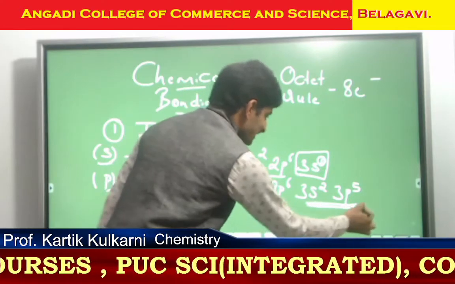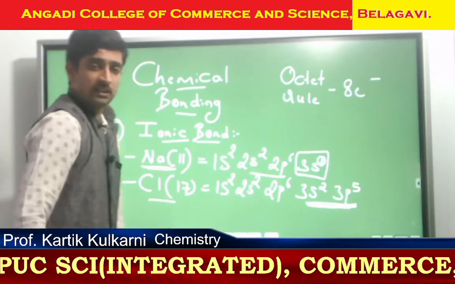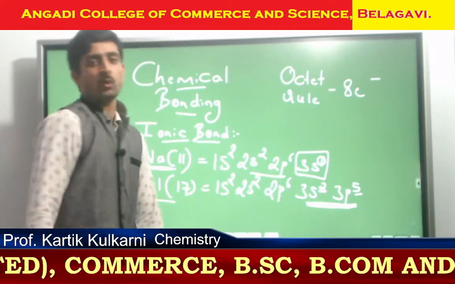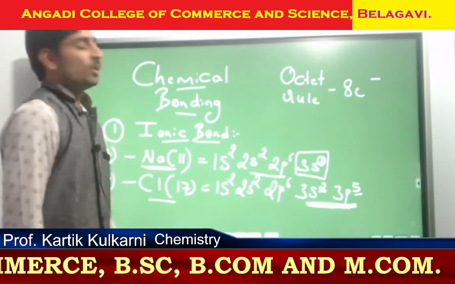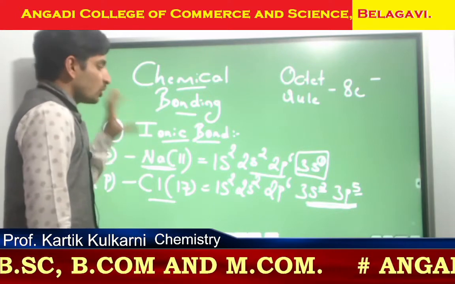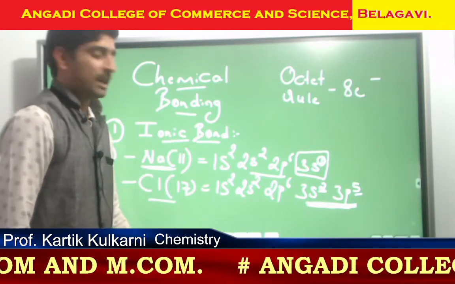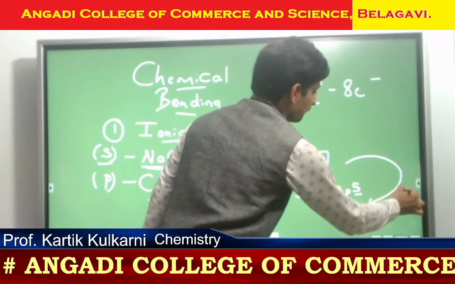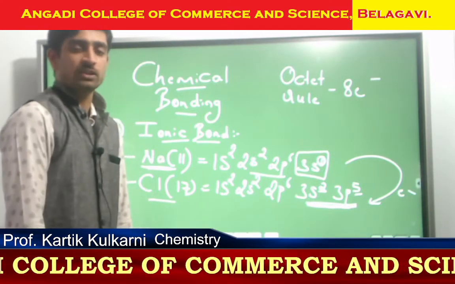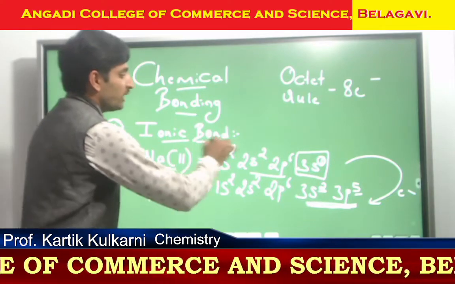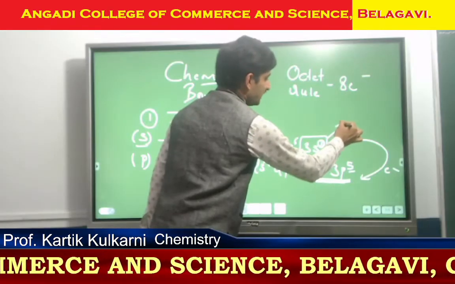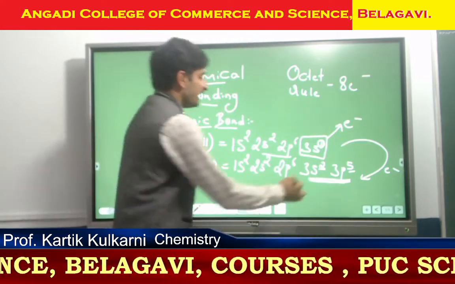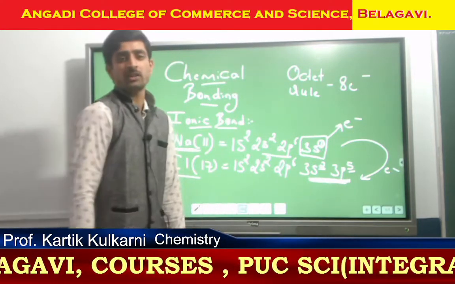To attain stability, in the case of Cl, it requires one electron. Already 7 are there, it requires 1. So the only option to make the whole compound stable is by the transfer of electron. Now, sodium is going to donate its 1 electron to Cl, and Cl is going to receive 1 electron from the sodium.